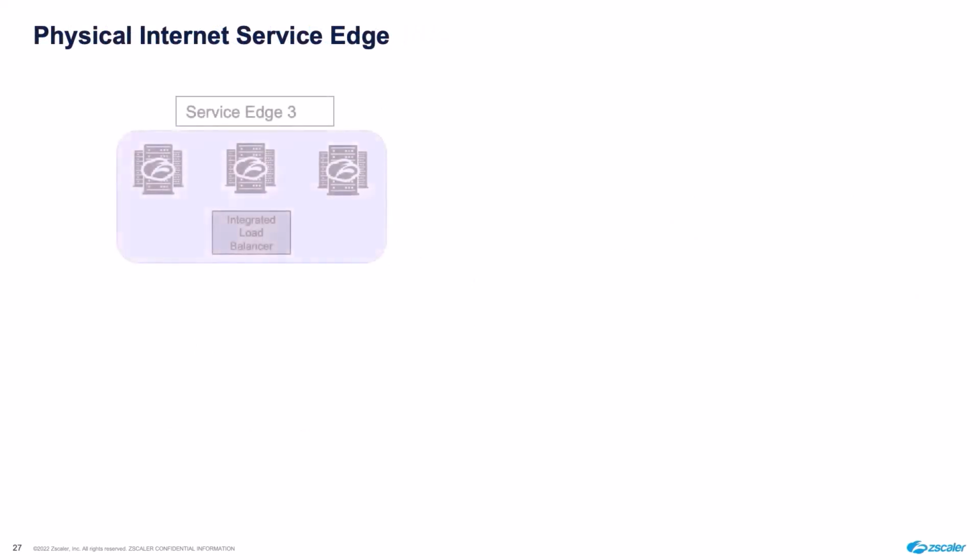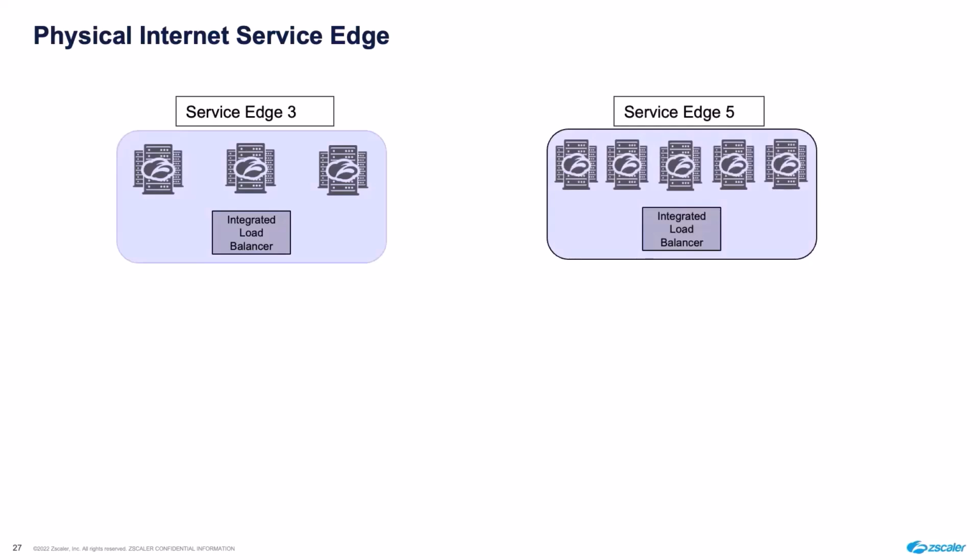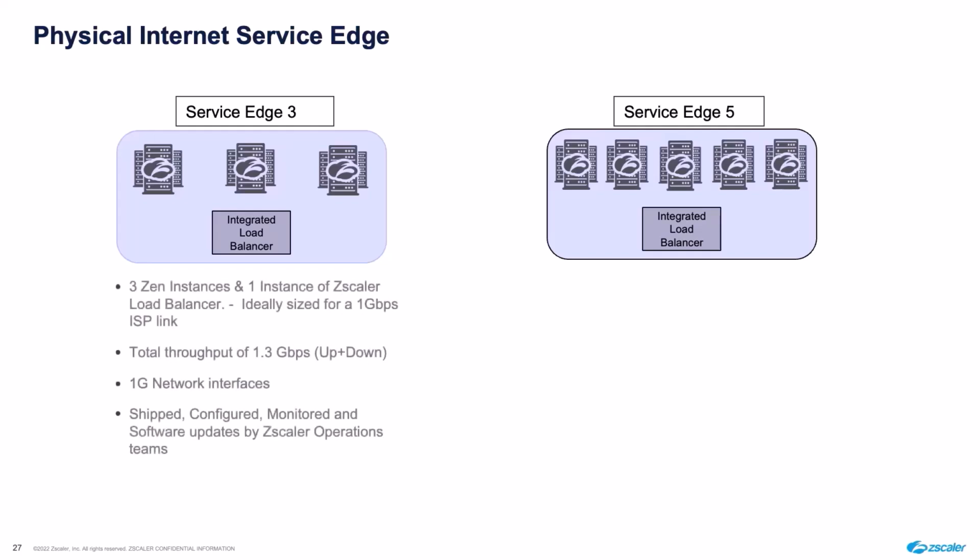So the physical service edge comes in two different modes, a physical service edge 3 or a physical service edge 5. 3 and 5 dictate the number of instances of the Zscaler enforcement node, now known as ZIA public or private service edge, within that service edge. So with the service edge 3, there are 3 ZIA public or private service edge instances and 1 instance of the load balancer. This is generally sized for about 1 gigabit per second internet link.